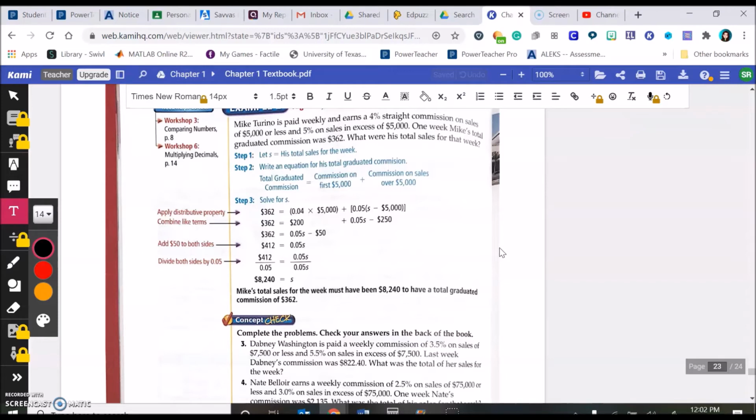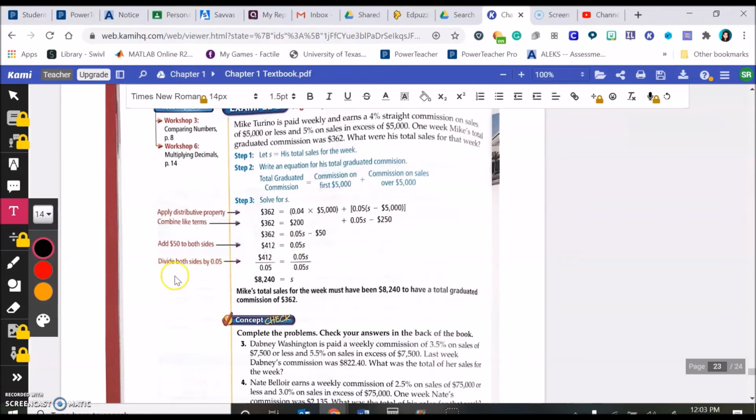Okay, so we're going to let S equal his total sales, and I want to write an equation for his total graduated commission. I know his total graduated commission equals the commission on the first $5,000 plus the commission on sales over $5,000. So his commission for the week was $362. That equals 4%, or 0.04, times the first $5,000 he made, plus a 5% commission on the total amount of money over that, S minus the $5,000.